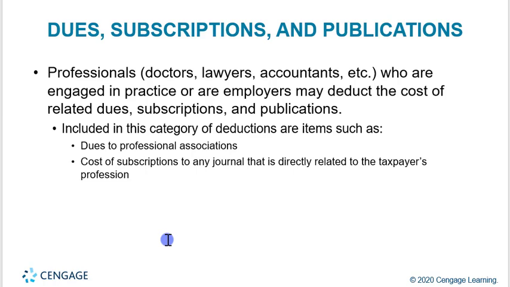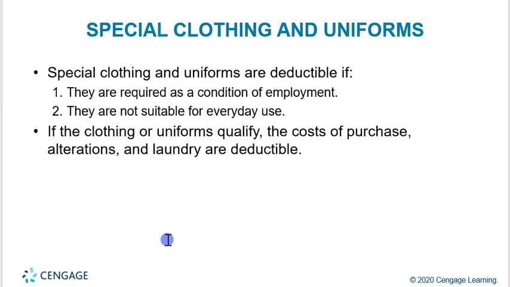Dues, subscriptions, and publications. So professionals who are engaged in a practice or employers may deduct the cost of related dues, subscriptions, and publications. Included in the category of deductions are items such as dues to professional associations, cost of subscriptions to any journal that is directly related to the taxpayer's profession.